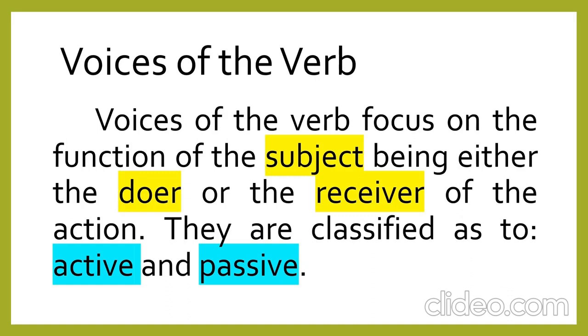doer or the receiver of the action. They are classified as two: active and passive. In short, you just have to remember that in order to identify the voice of the verb, you need to look for the subject and take note of the role of the subject, whether it is the doer or the receiver of the action. That will tell you whether the voice of the verb is active or passive.